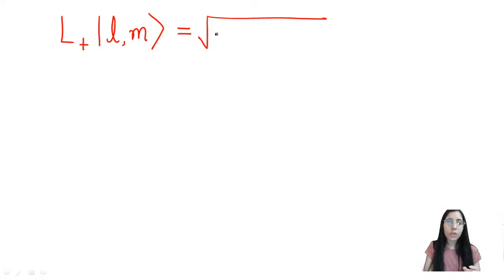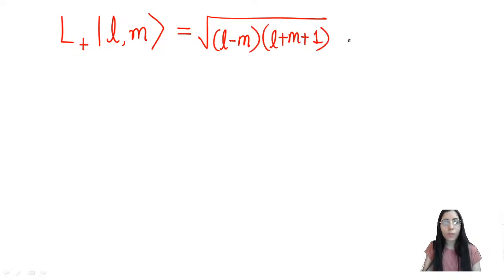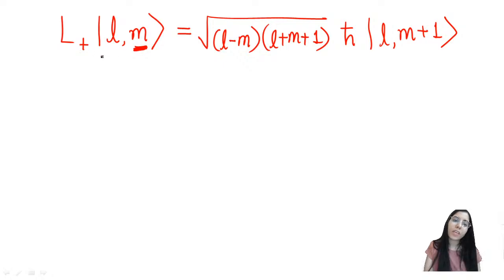Clear? So for L positive, the eigenvalue will be the square root of L minus M into L plus M plus 1, times h cut. You have to memorize this expression so that anytime you are solving a question, you can directly use it. Now what I write will show how it increases the state. It is going to be M plus 1. It was already just M, but when we operate L positive on it, we get M plus 1 here. Done.